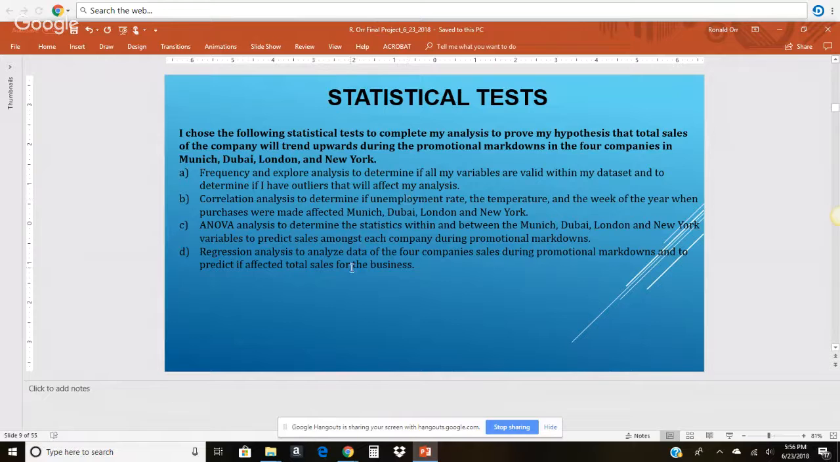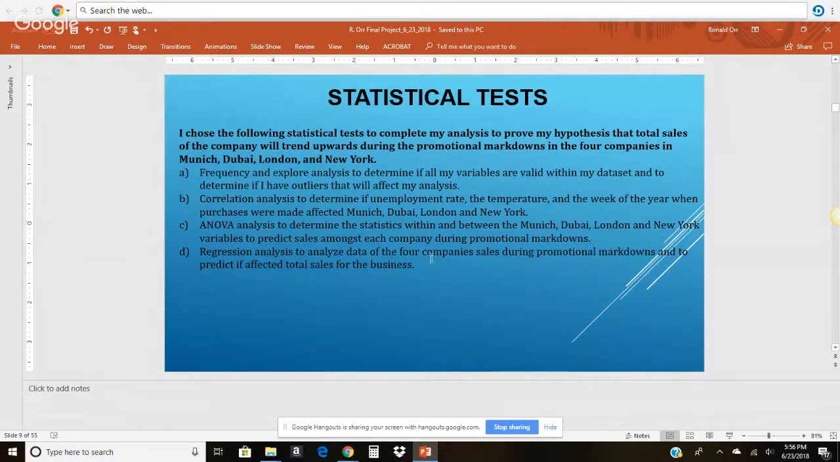and to determine if I have any outliers. I performed a correlation analysis to determine if unemployment rate, the temperature, and the week of the year when purchases were made affected Munich, Dubai, London, and New York. Then I performed an ANOVA analysis to determine the statistics within and between the Munich, Dubai, London, and New York variables to predict sales amongst each company during promotional markdowns. Finally, I did a regression analysis to analyze data of the 4 company sales during promotional markdowns and to predict if it affected total sales for this business.